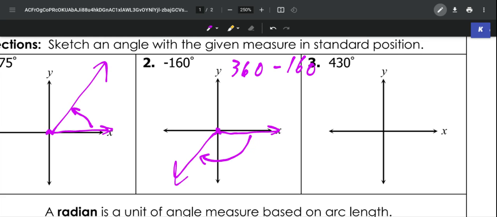200? Yeah. So that would be at the same place as 200 degrees, which is pretty much what that is right there. All right, so then our last one is 430.